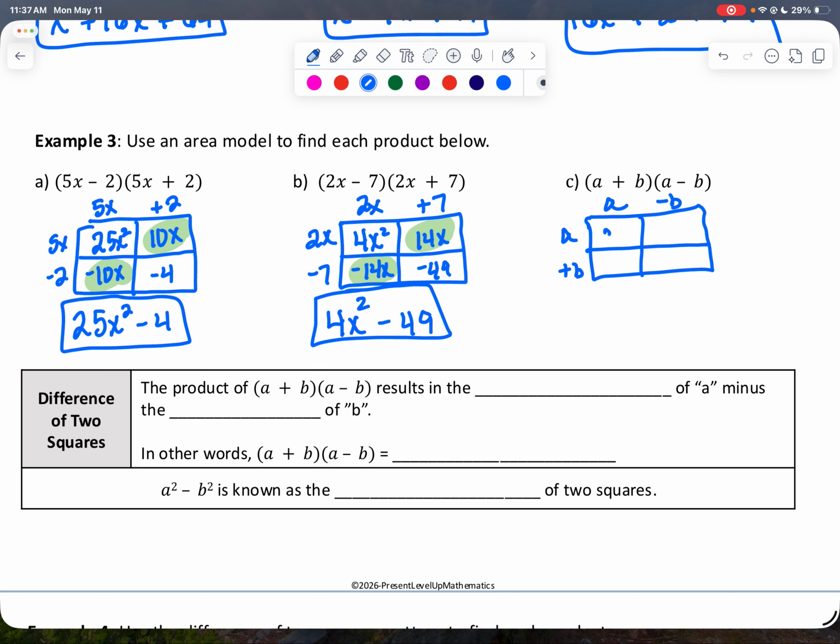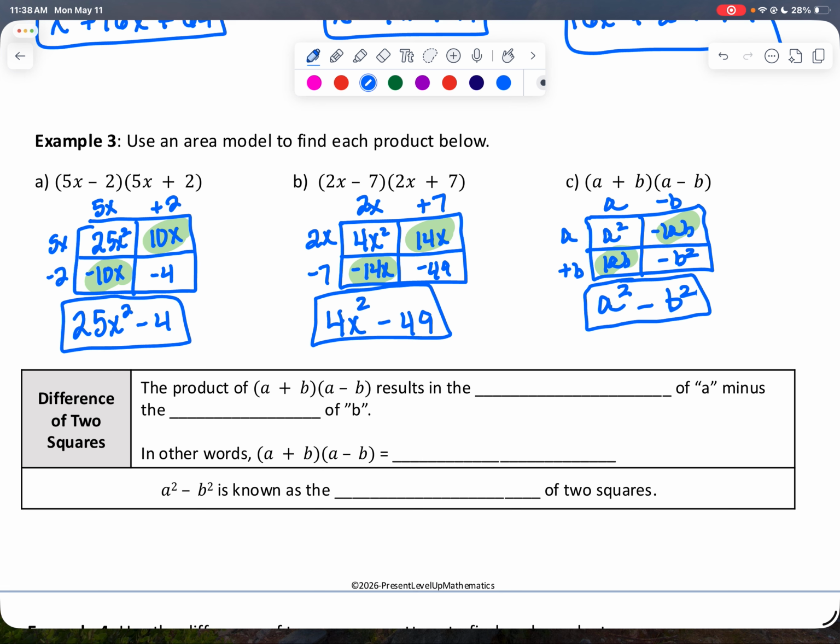So a times a gives me a squared. A times negative b gives me negative 1ab. B times a gives me positive 1ab. And b times negative b gives me negative b squared. Highlight my like terms. So we're left with a squared. 1ab plus negative 1ab is 0. And then minus b squared. So a plus b times a minus b became a squared minus b squared.